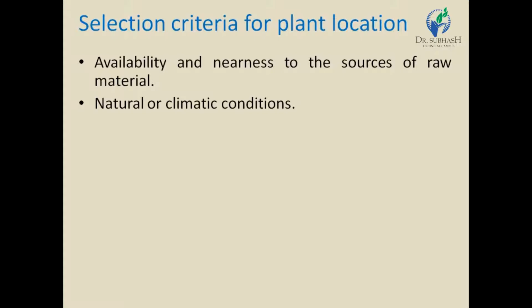Second one is climatic conditions. Climatic conditions depend on some products. Some particular products are only manufactured in particular climatic conditions. So that also has to be considered while selecting a plant location.